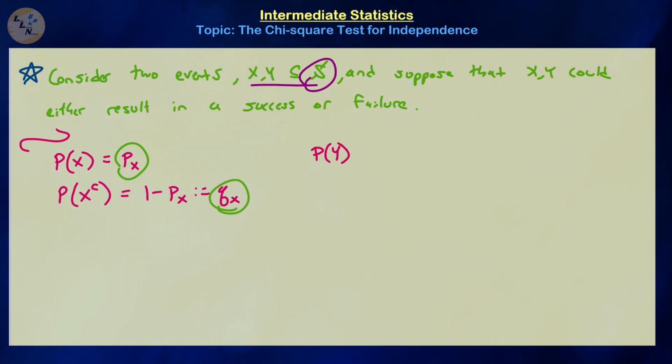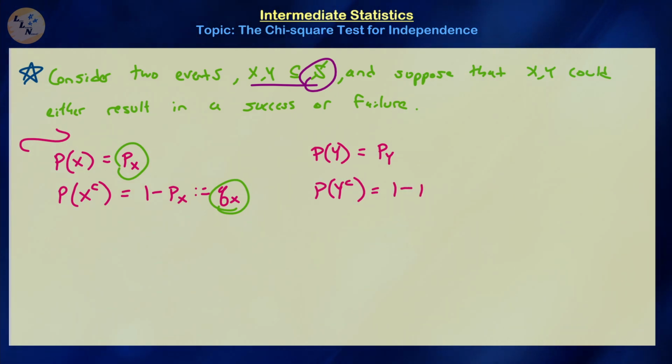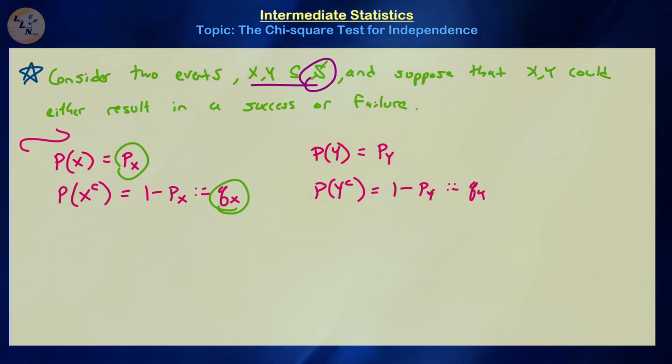So the probability of y occurring in a success, let's just call that py, and the probability that y does not occur in a success, so the probability of failure for y, that's of course going to be equal to 1 minus py, but we're going to define that to be equal to qy, so that again we can easily extend it later.